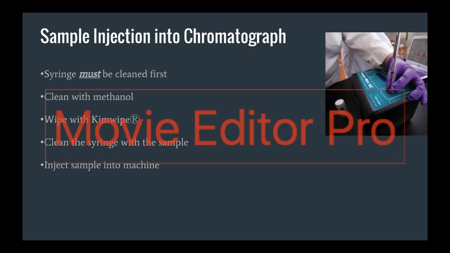Wipe down the syringe and then flush it with your sample. After flushing the syringe with your solution, submerge it and draw about 0.1 microliters of liquid. Inject this into the GC to begin data collection.